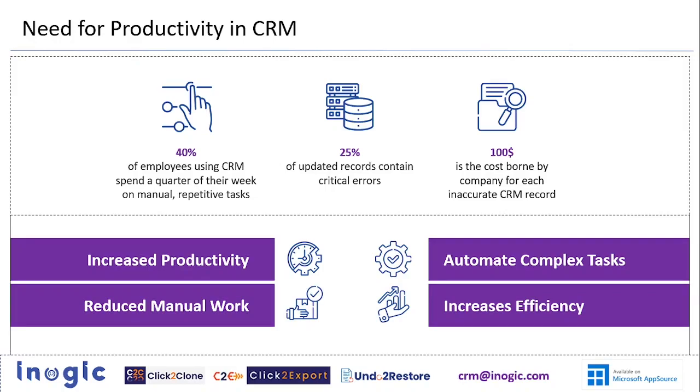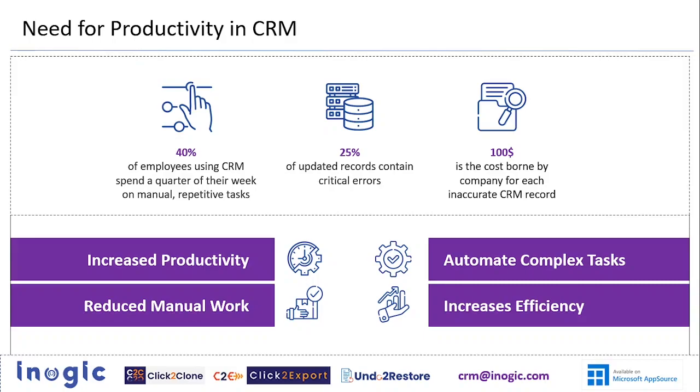So before I proceed ahead, let me give you a stat that says that in the Dynamics 365 CRM world, 40% of the employees using a CRM spend a quarter of the week on manual, repetitive tasks. Whereas 25% of updated records contain a critical error, and the company has a cost burn of $100 for each inaccurate CRM record. So this results in a lack of efficiency, or no productivity for an organization.